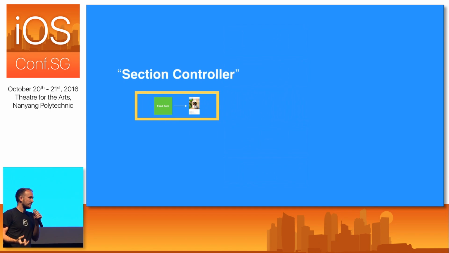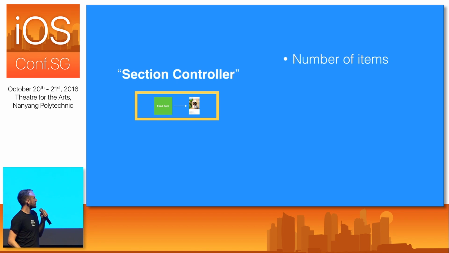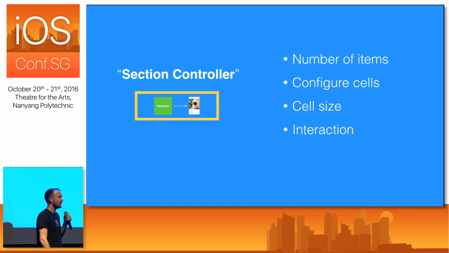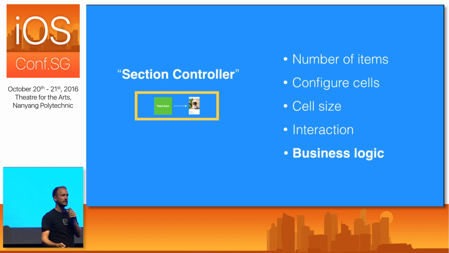We call this concept a section controller. It's a controller just like anything else, not a view controller, but it's just an object that controls the section. So given a model, configure all of these cells. What this lets us do is build an API that returns the number of items, configures the cells, the cell size, deals with interaction, but most importantly, we're able to stuff all of the business logic of this section inside the section controller.